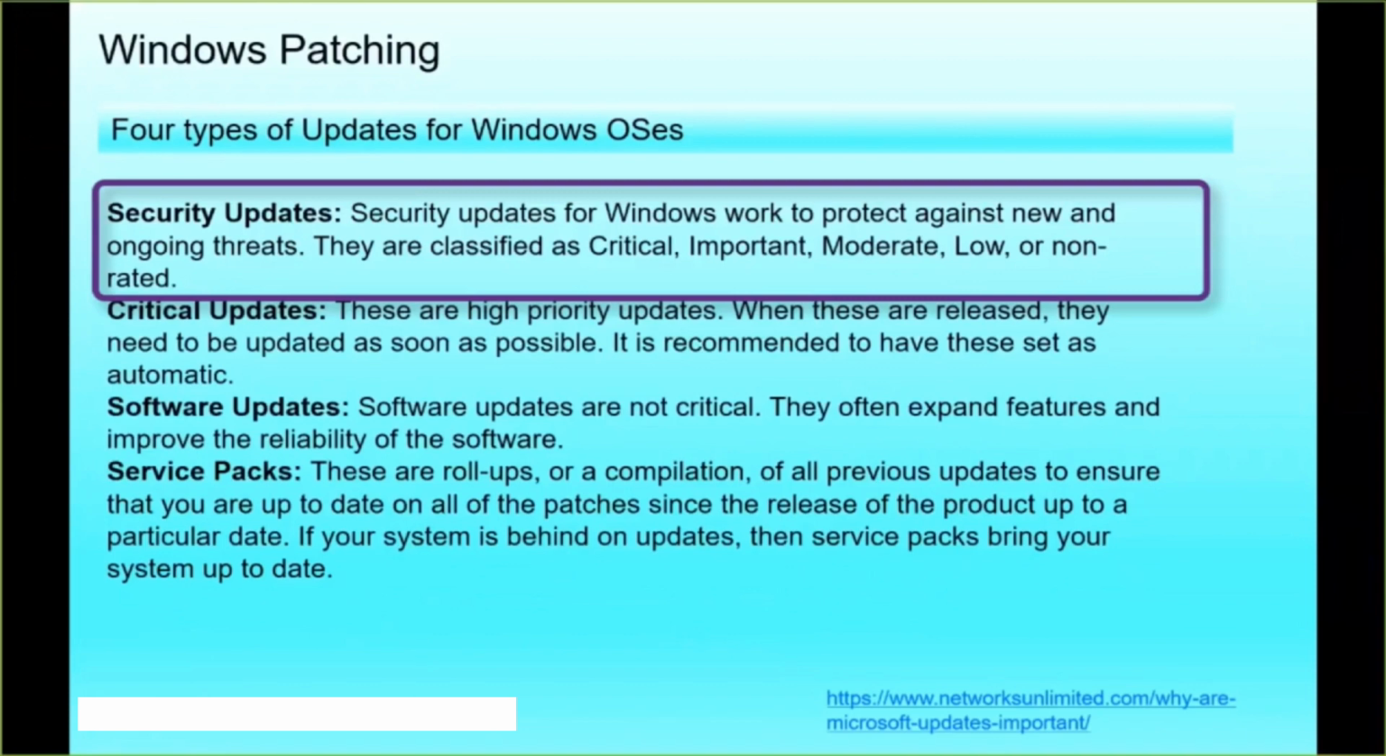Those security updates are classified as critical, important, moderate, low, or they may not even be rated because they're not viewed as important. And many organizations will only patch critical and important security updates. So it just depends on the organization and what their philosophy is around patching. Because sometimes, and this is not always the case, a patch may cause issues within other applications that are needed to do the organization's business, and that's why they choose not to patch everything.